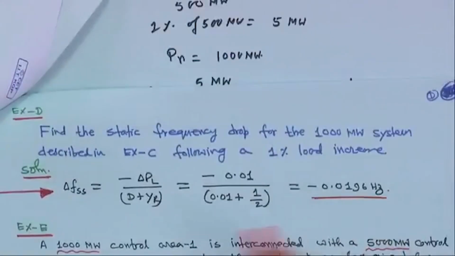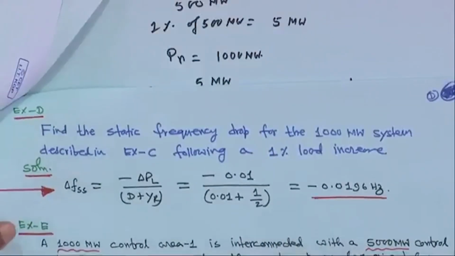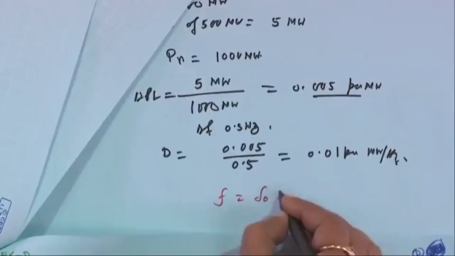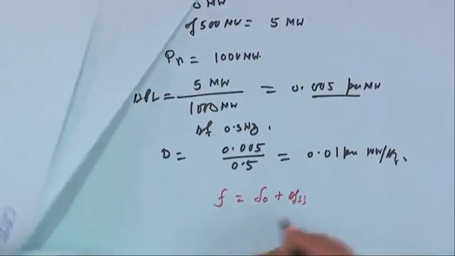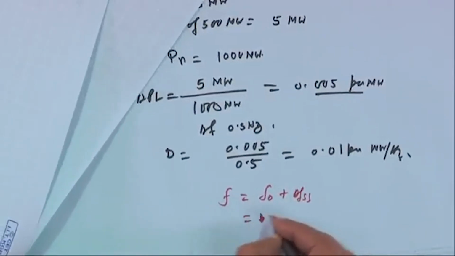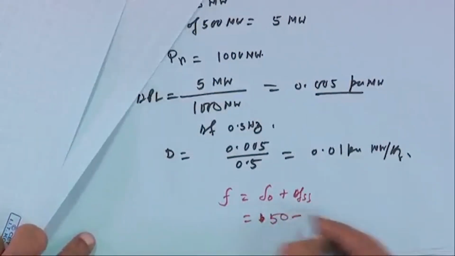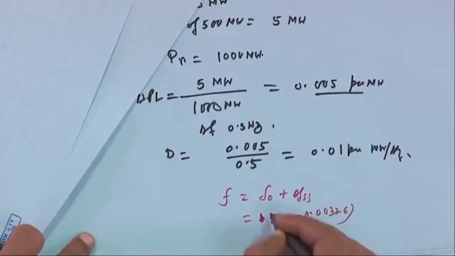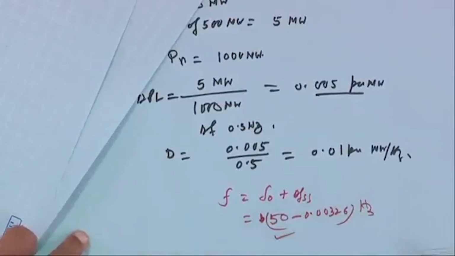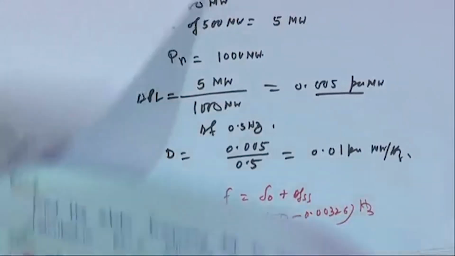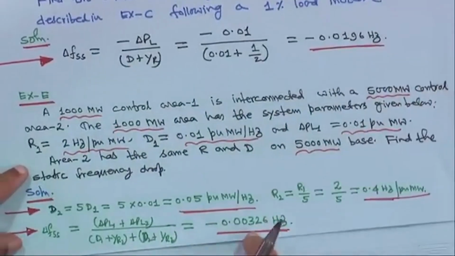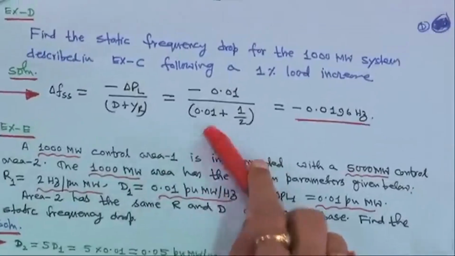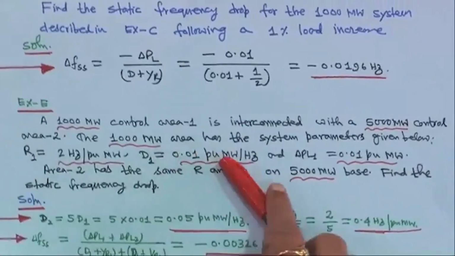That means if it is a 50 Hertz system, then the system frequency will be f0 plus delta f_ss. That means it will be 50 minus 0.00326 Hertz, whatever it comes to, and that will be the system operating frequency. And this is the steady state error of the frequency. Now, this small example, 4-5, you should go through very carefully.